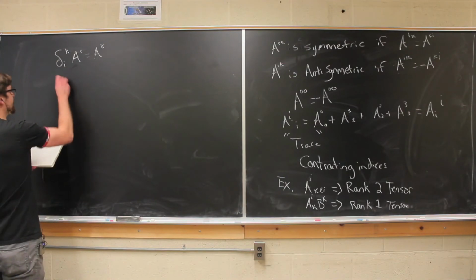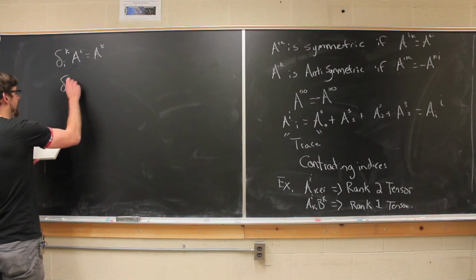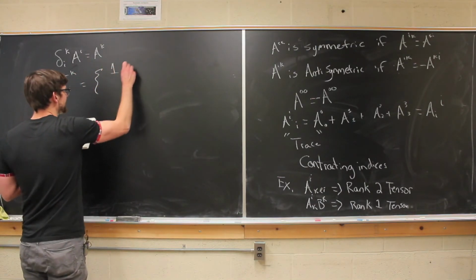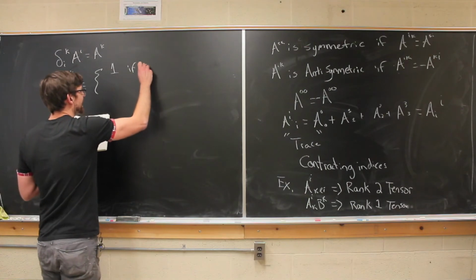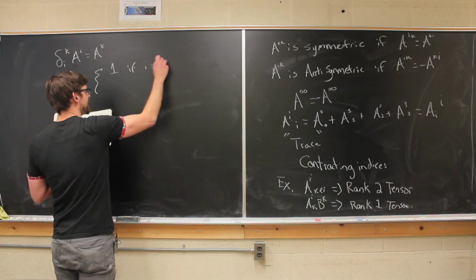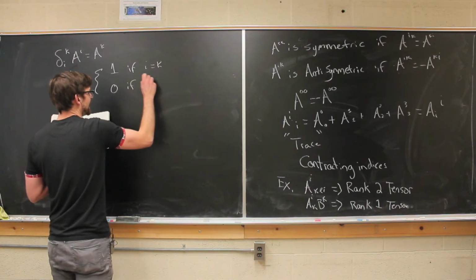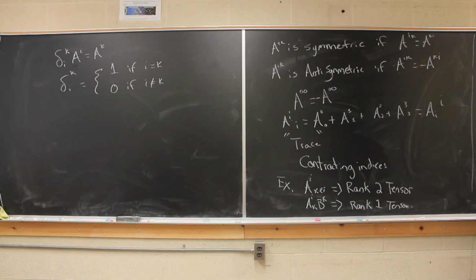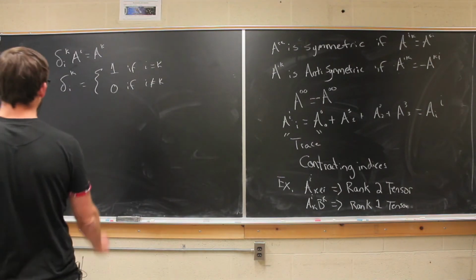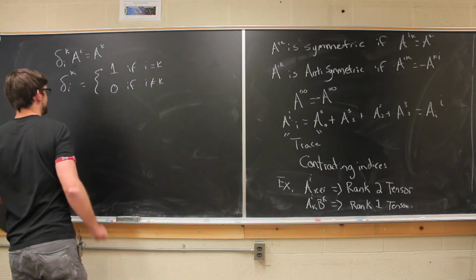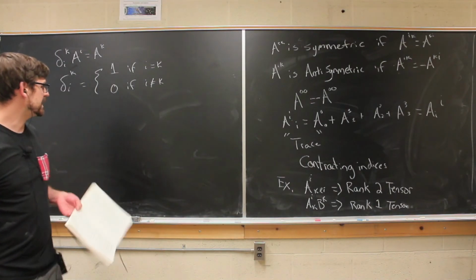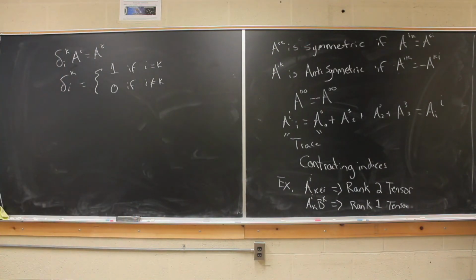So the Kronecker delta will have the following relations. It's going to be 1 if i is equal to k, and 0 if i is not equal to k. Now this is probably the more familiar definition. Basically this is saying if we have a rank 2 tensor, like the Kronecker delta, then the components are going to be diagonal, and it's just going to be 1, 1, 1, 1. Think identity.